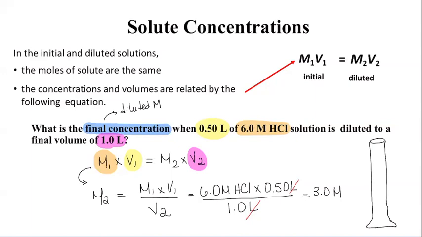So let's say that this is a 1 liter graduated cylinder. And these are my markings for my graduated cylinder. Let's say that this is 0.25 liters, this is 0.50 liters, this is 0.75 liters, this is 1.0 liters. Okay, let's just assume that that's what it is. So in this dilution, looking at what we're doing, that 6 molar HCl, I added to my container half a liter of it.